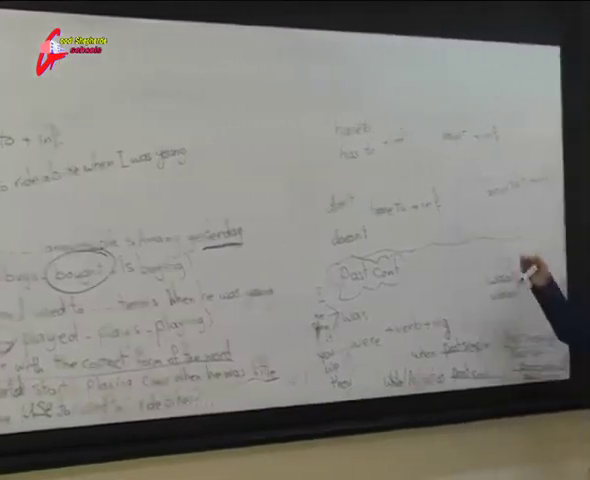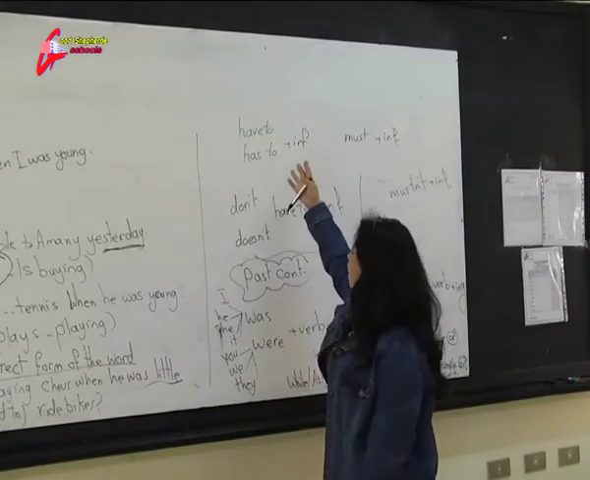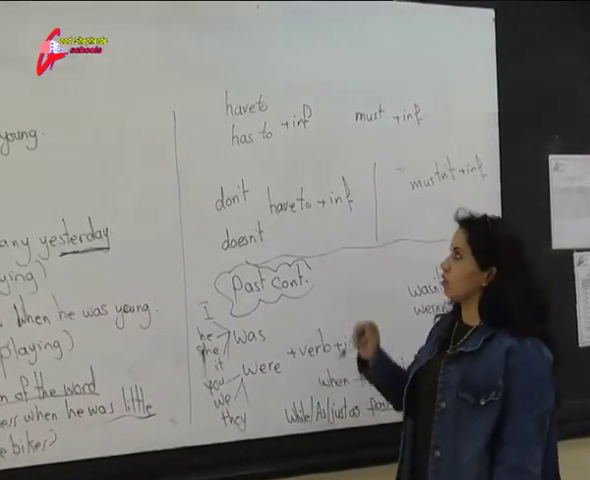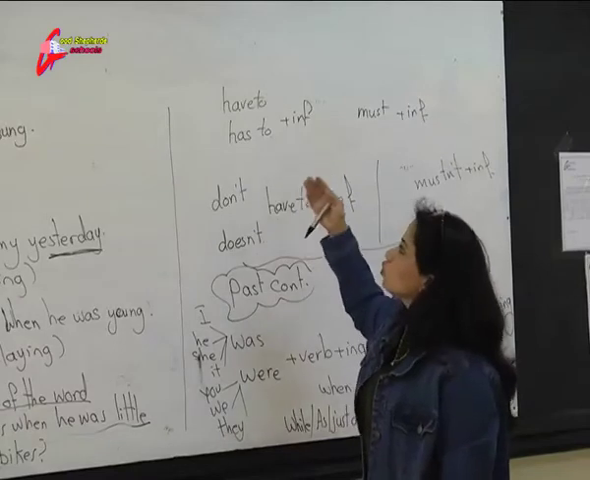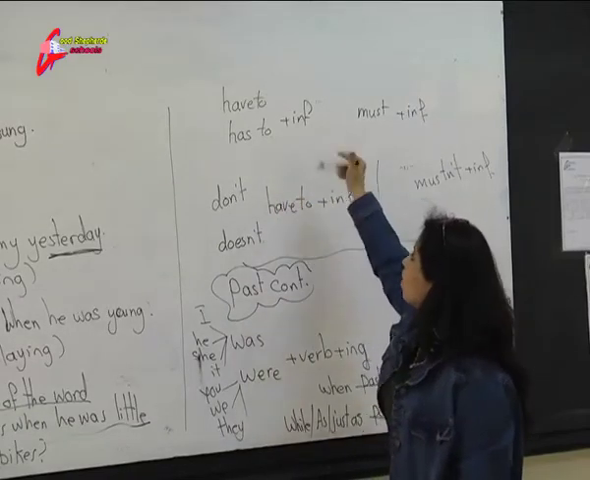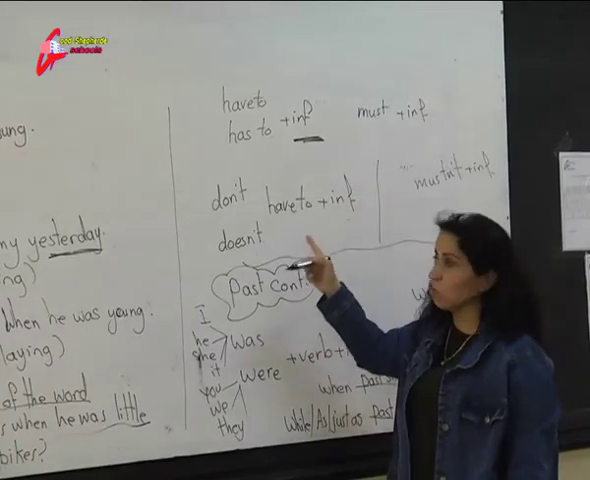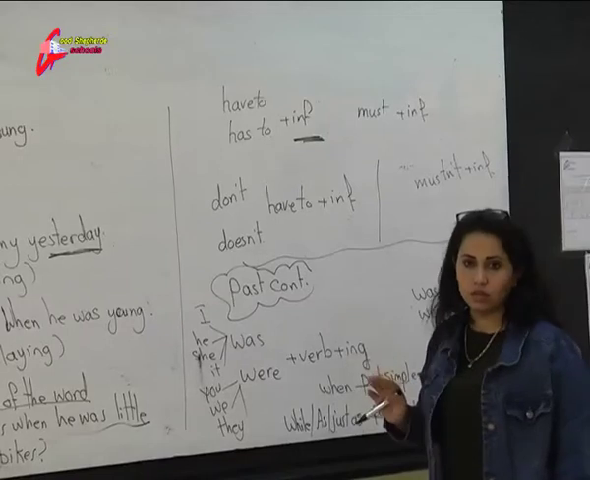Okay. Another grammar rule for us to remember is have to and must. We use it for obligation. When we are talking about general rules, we have to or has to, and it's followed by infinitive. Again, this is for general rules. Like, I have to go to school at 7:30.